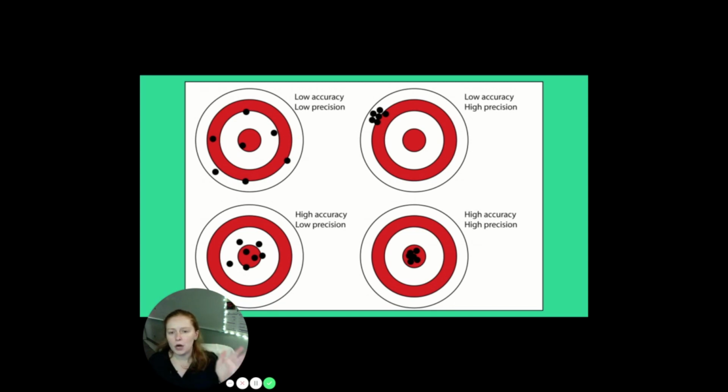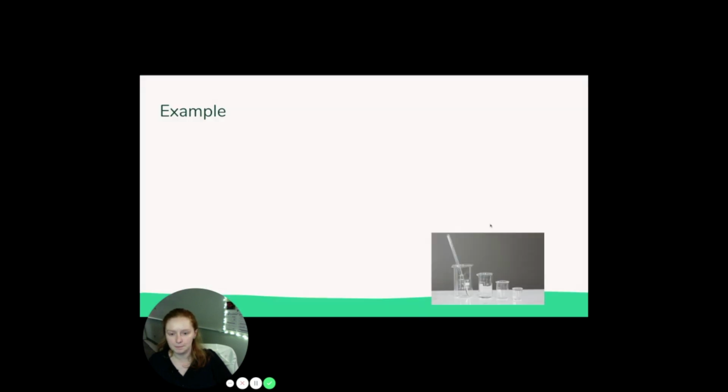Here's an example with target shooting. Over here we have low accuracy and low precision. You're not hitting the bullseye very often and your shots are all over the place. Over here we have low accuracy, but high precision. You're never hitting the bullseye, but your shots are very, very close together. Down here we have high accuracy, but low precision. Your shots aren't very close together, but you are hitting the bullseye. And then finally, the ideal is to have high accuracy and high precision at the same time.